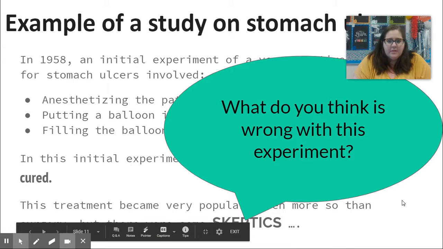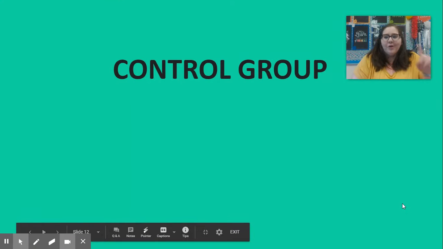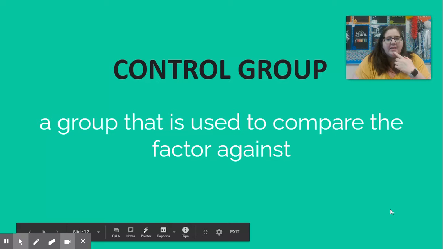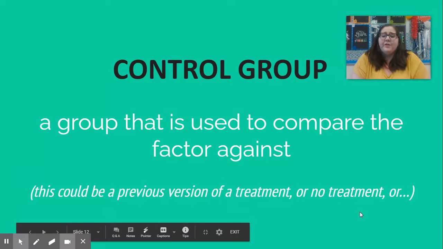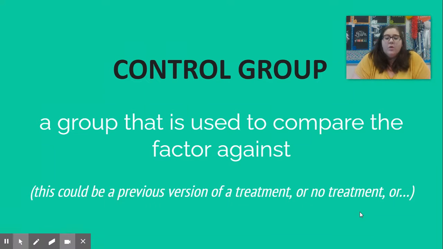You may have said other things as well. But that's a big thing. So control group is a word I mentioned. I didn't mean to mention it early. I spoiled myself. But control group is basically a group that is used to compare our experimental variable, explanatory variable, against. So this could be like a previous version of a treatment or no treatment at all or something like that.